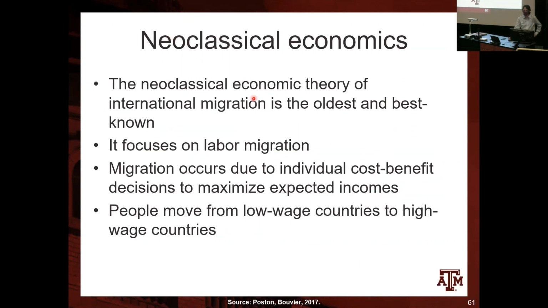So just going a little bit more in detail in each one of the four. The new classical economic theory of international migration is the oldest and best known. It's related even to the works of Ravenstein, of Todaro, and so on. It focuses on labor migration of people trying to get better job opportunities. Migration happens due to individual cost-benefit decisions to maximize expected incomes. Do you remember Todaro? Todaro said people will tend to move from rural to urban areas, even if urban areas on average are not paying more. But if they expect it to pay more, they will keep moving. Same thing applies to international migration.